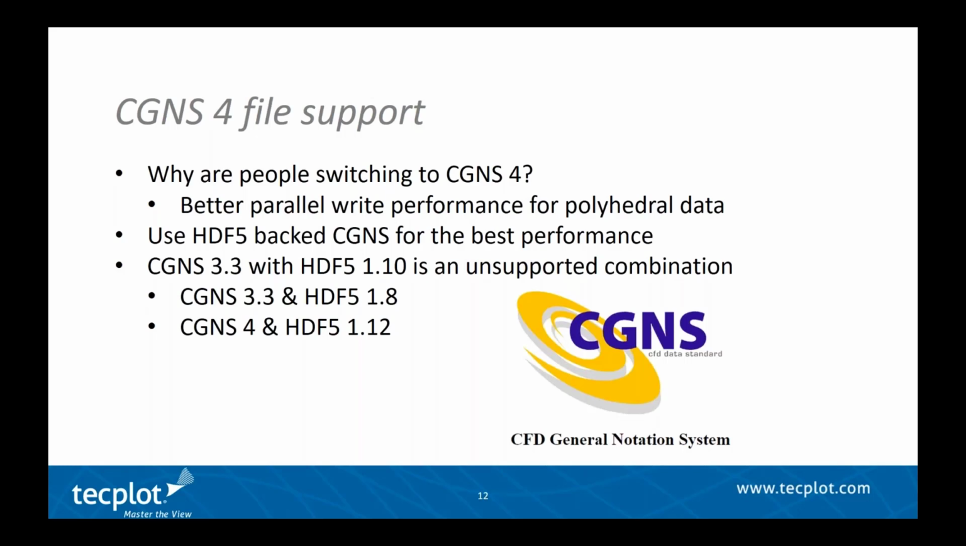We have found through this project that HDF5 backed CGNS files offer better performance when we're reading it in. So if you have an old ADF backed CGNS file, you can convert it to HDF using one of the CGNS utilities, and you're going to get better performance, particularly on Linux. We've found the Windows performance is about the same.